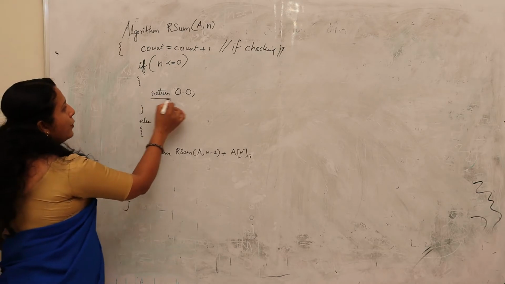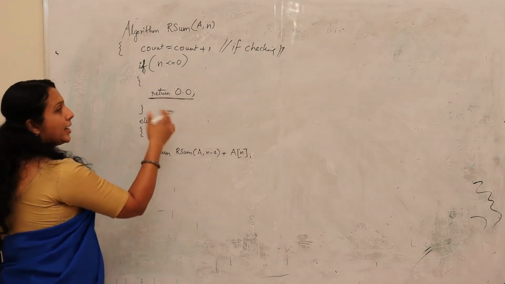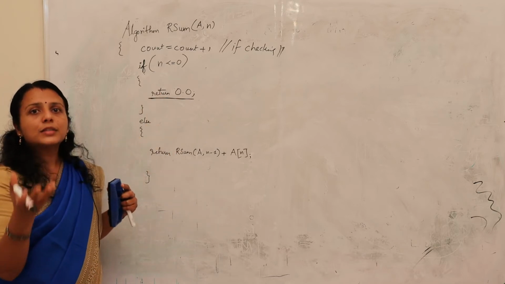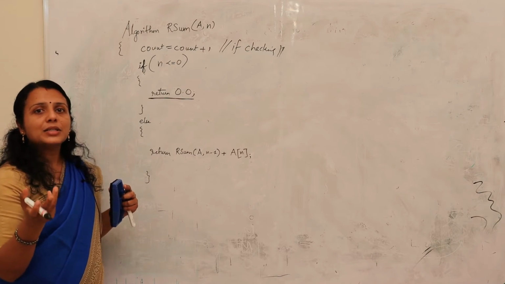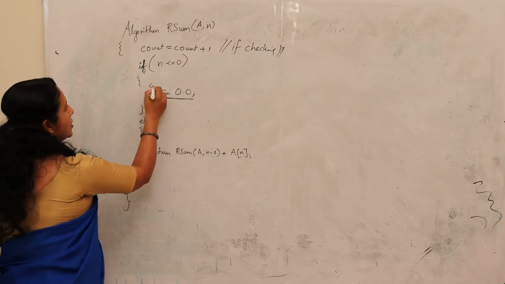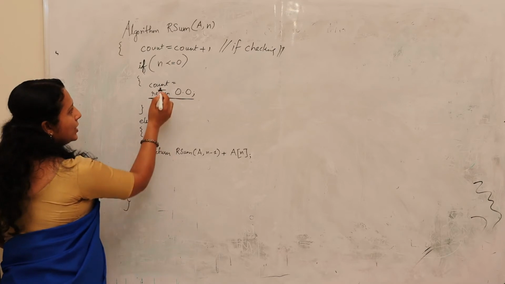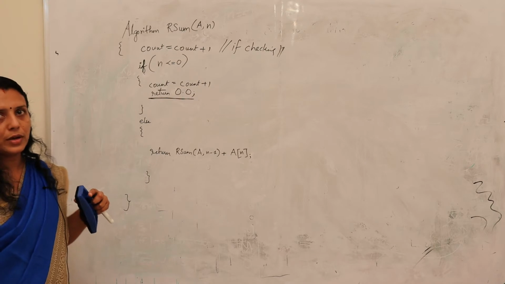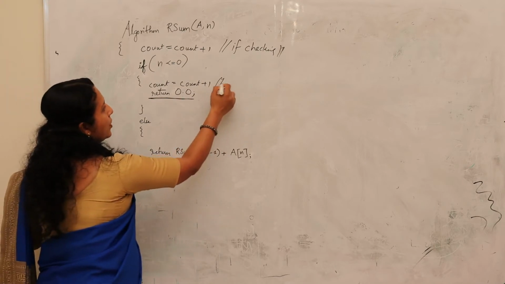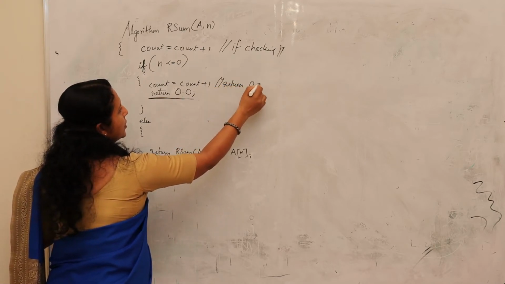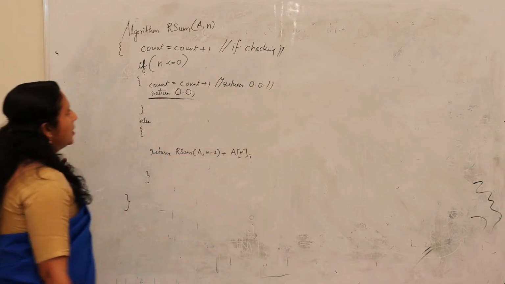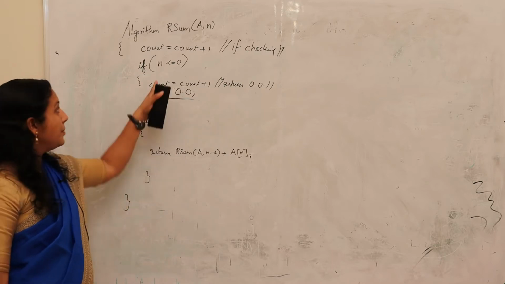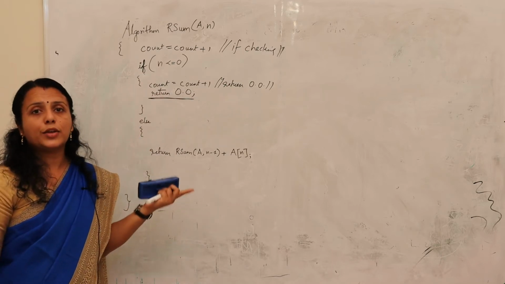So for returning this 0 back to that address from where this program has been invoked, it requires some time, isn't it? So that time is indicated by another count. So we are representing that time with this count, and we are incrementing the count by count is equals to count plus 1. Okay. So this count is for this return 0. Clear?